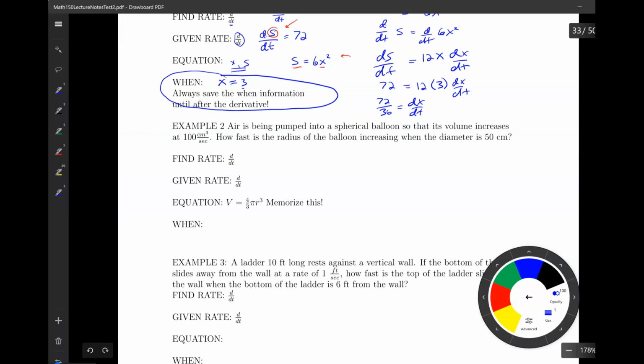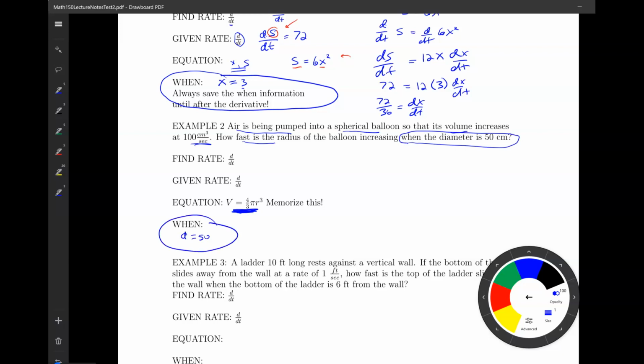All right, so let's move on to this next example. So air is being pumped into a balloon, a sphere. So you need to know the volume of a sphere because its volume is increasing at this rate. And you're asked to find how fast is the radius changing, and here's the when information. So let's write that down right now. When the diameter is 50, and let's not use that until after we do the derivative.